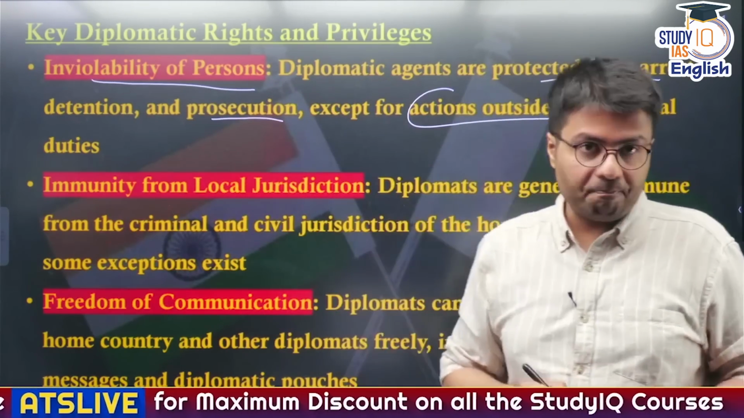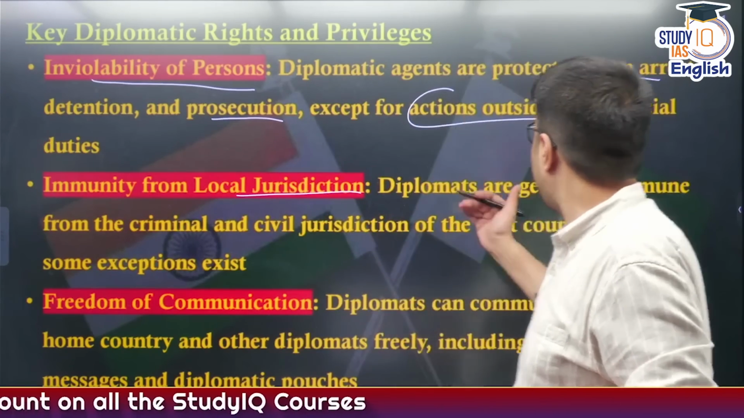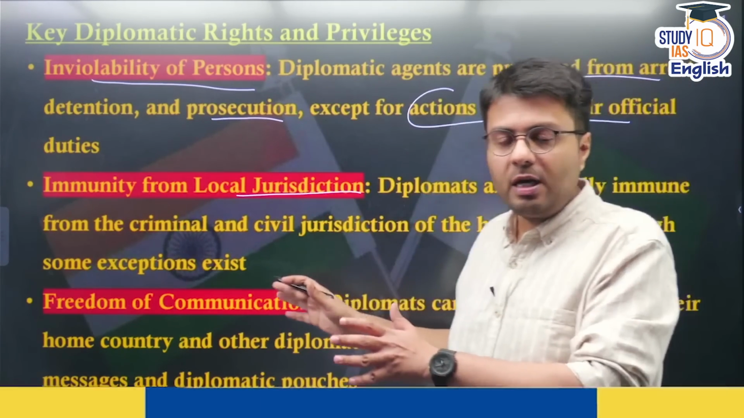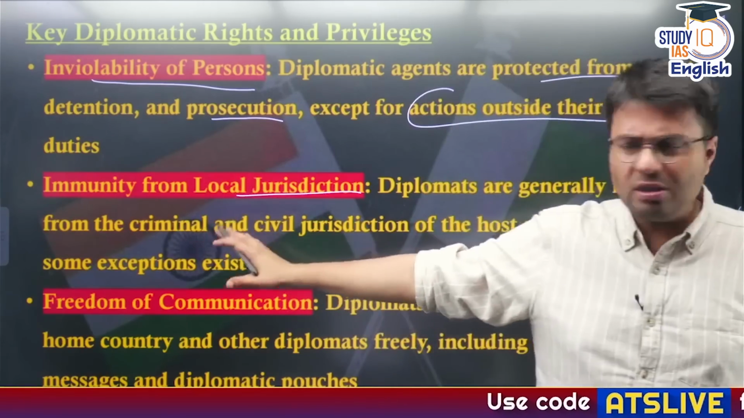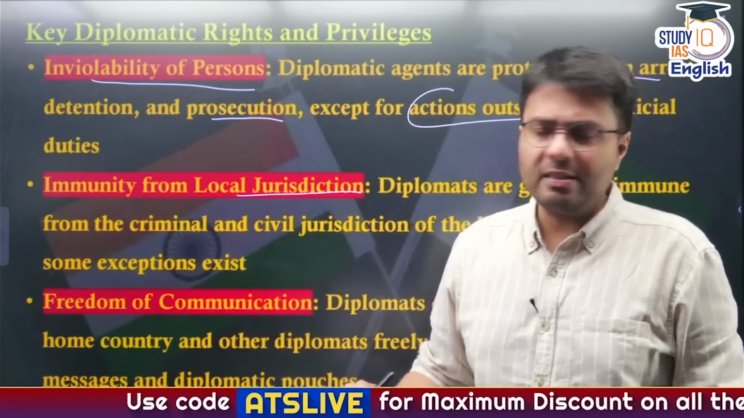can't even prosecute them. Similarly, they are immune from local jurisdiction, that is, diplomats are generally immune from any civil or criminal liability in the host country, although there are some exemptions. We are not getting into what the exemptions are, which is beyond the scope of today's discussion.